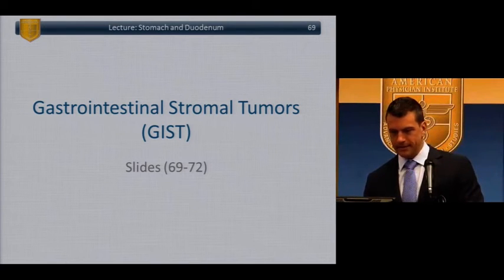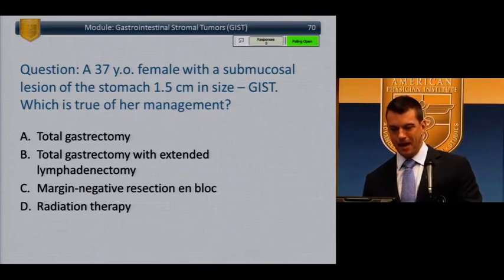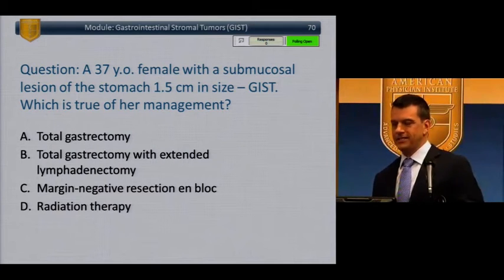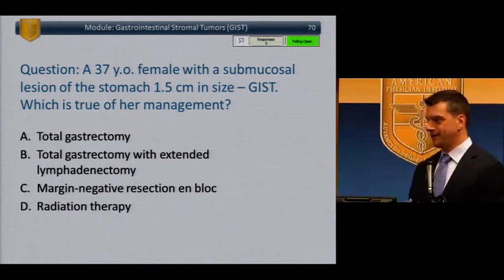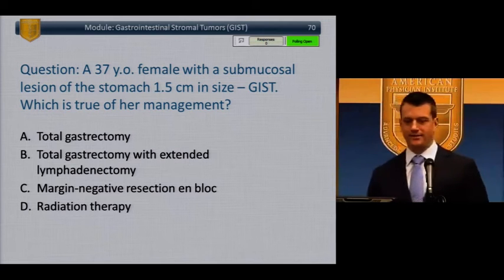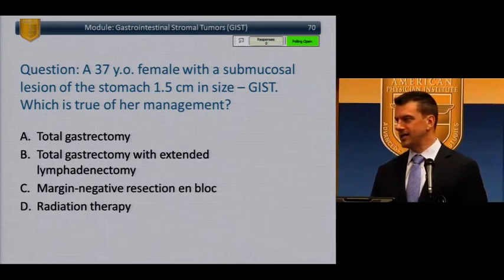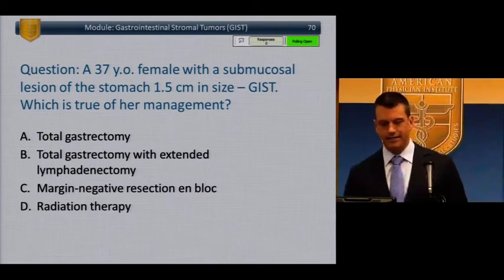Gastrointestinal stromal tumors, this is one that is probably something to learn, pretty simple. A 37-year-old female with a submucosal lesion of the stomach, 1.5 centimeters in size, is found to be a GIST tumor. What's true of her management? A, total gastrectomy. B, total gastrectomy with extended lymphadenectomy. C, margin negative resection en bloc. D, radiation therapy.